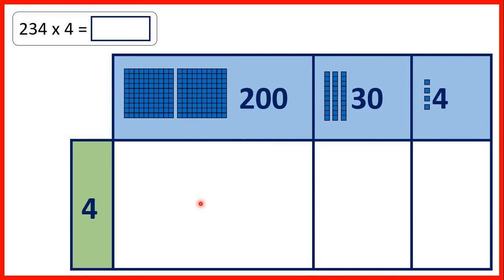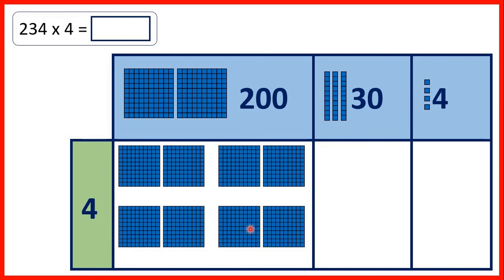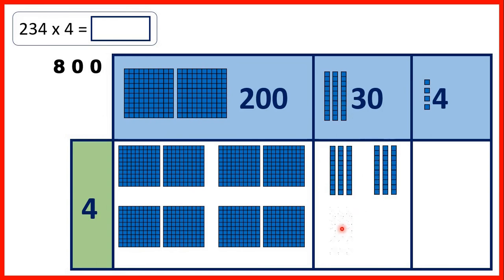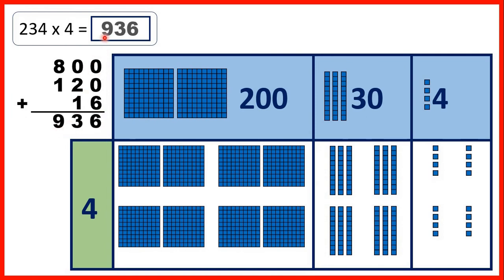Now for this box here, we needed to multiply 200 by 4. So we can show 2 hundreds 2, 3, 4 times, and that gives us 800. Now here we needed to multiply 30 by 4, so we can show 3 tens 4 times, and that gives us 12 tens, and that's the same as 120. And here we needed to multiply 4 by 4, and that gives us another 16. So then we added together what we'd made, and that came to 936.